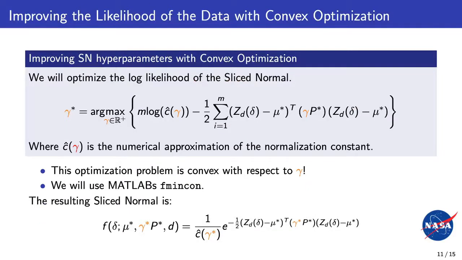If we take the log of the likelihood of the objective function, which is our likelihood of the data, we find the following optimization problem, which is convex with respect to gamma, which means we can find the globally optimal rescaling factor. While this is convex with respect to gamma, it is still nonlinear, so we can use a program such as MATLAB's fmincon to optimize gamma. The resulting slice normal then uses the prior solution of U star and P star, but rescales P star using gamma star. And of course, we can recalculate our normalization constant.